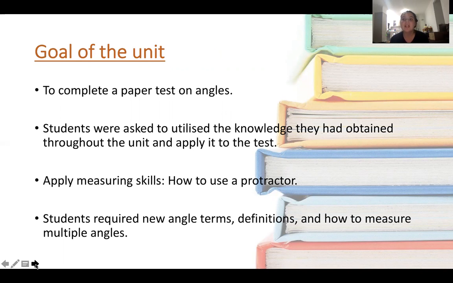Students were asked to utilize the knowledge they had obtained throughout the unit and apply it to the test. Students needed to be able to successfully apply the angle terms to the definitions and apply their knowledge on how to measure angles. The test required students to use protractors, needing them to have the ability to use a protractor on various angles.